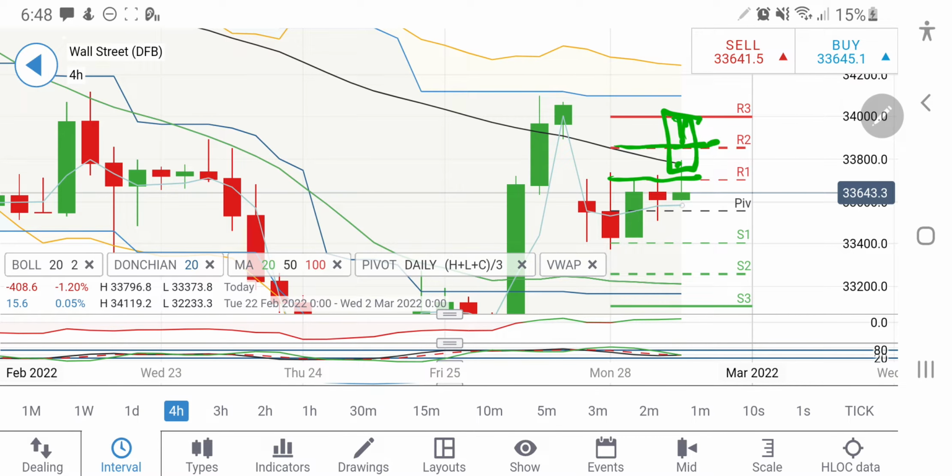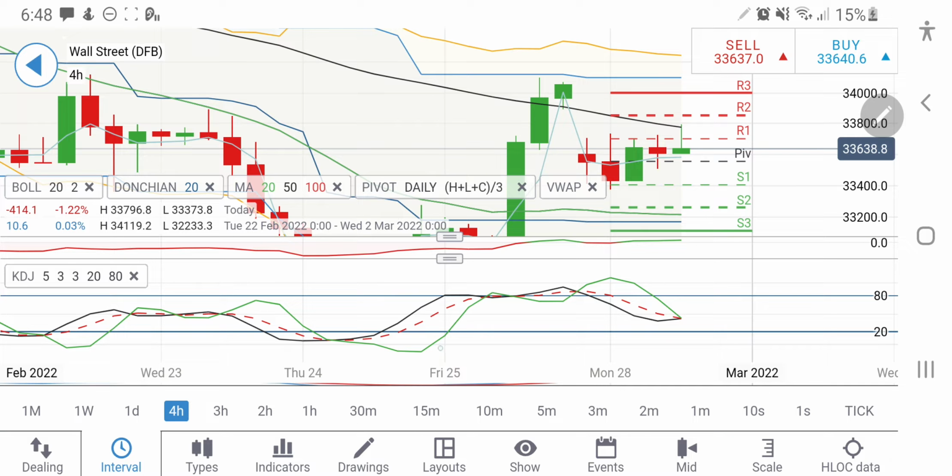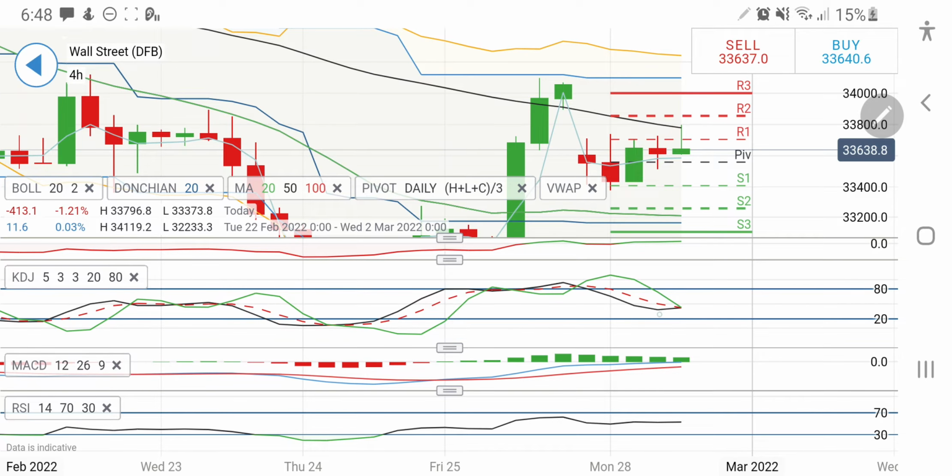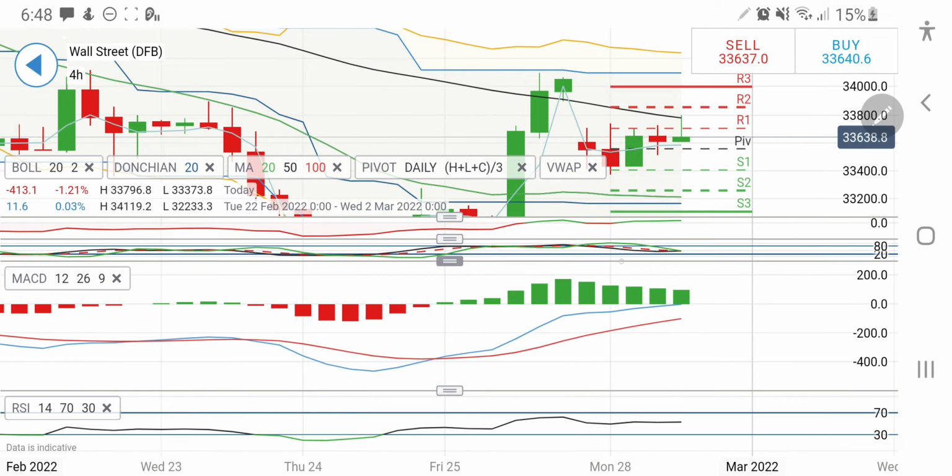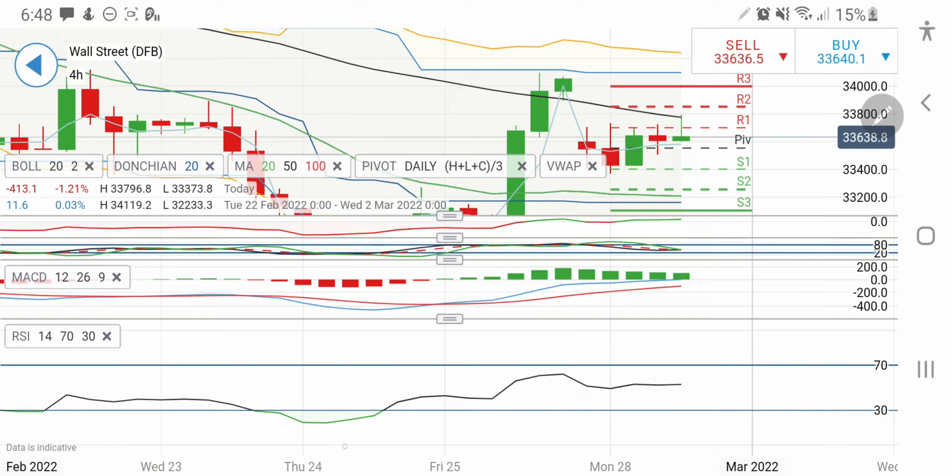On the downside, the support is at around 33,600 levels. Breaking 33,600, you can expect it to head towards first target 33,550, second 33,520, and then 33,400 will come into picture. Stochastic is almost looking downwards but curving upwards and crossing over in the buy zone. MACD is divergent and still in the buy zone, and RSI is comfortable.